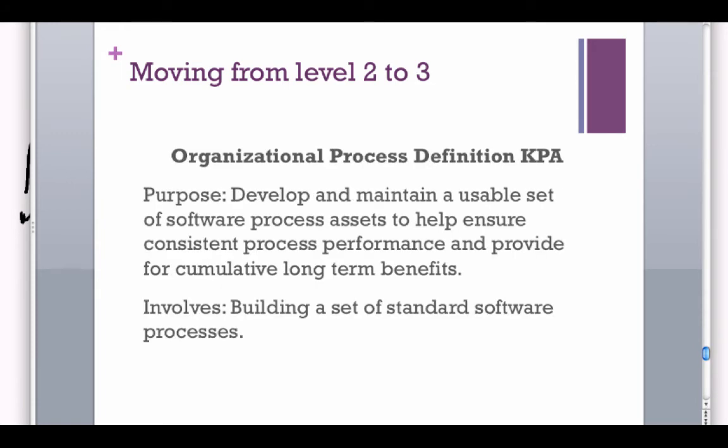Okay. So the first KPA, kind of a level 3 KPA, is this organizational process definition, where you develop and maintain a usable set of software processes to help ensure consistent performance and provide a cumulative long-term benefit. Okay? And this, again, basically involves building a set of standard software processes at the organizational level. And ideally what you'd get is the most experienced and the most knowledgeable engineers together, and they negotiate about what should this organization's process be.